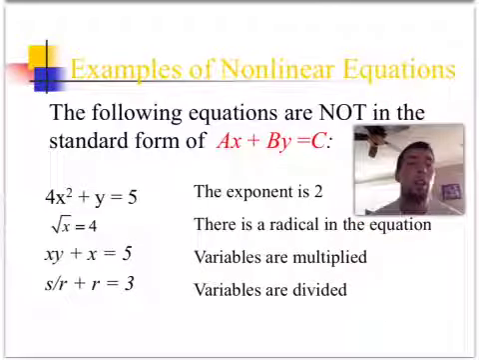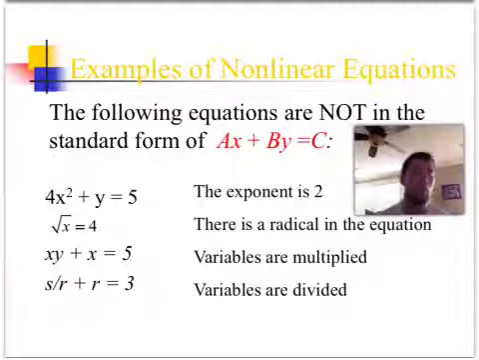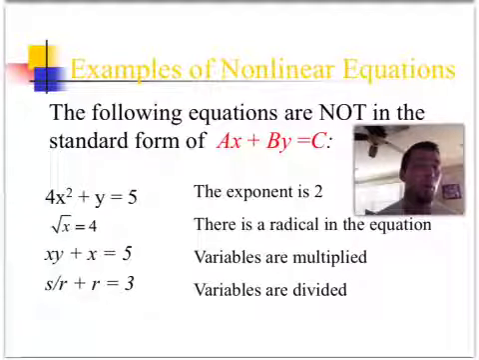So these right here are examples that are not in standard form, and they would be examples of nonlinear equations. So the first one, you see there's a squared. That's pretty obvious. Can't have a straight line with that. The second one, there's a square root sign, a radical. The third one, you have x and y touching. So you only still have two variables, but if they're touching like that, showing multiplication, we're not going to get a straight line.